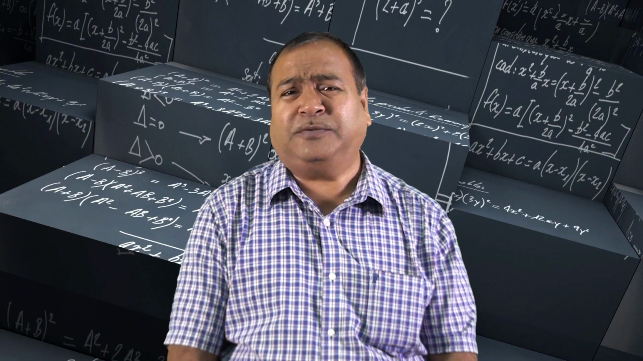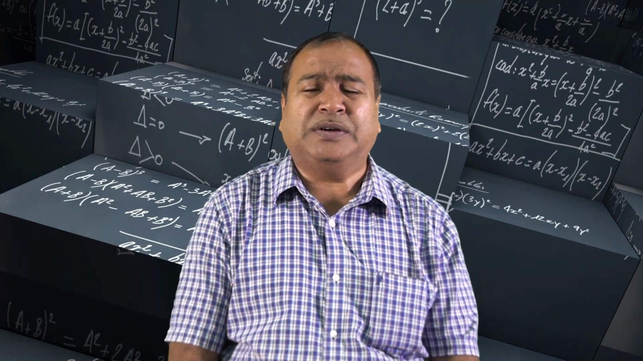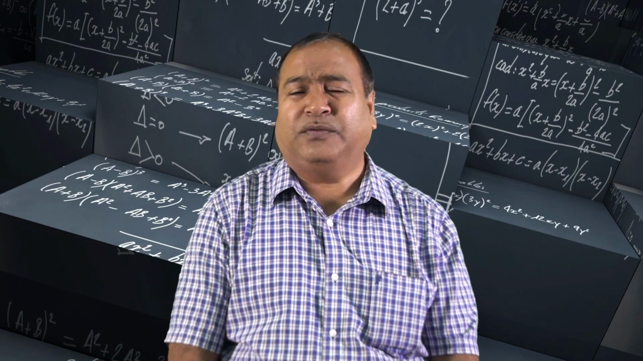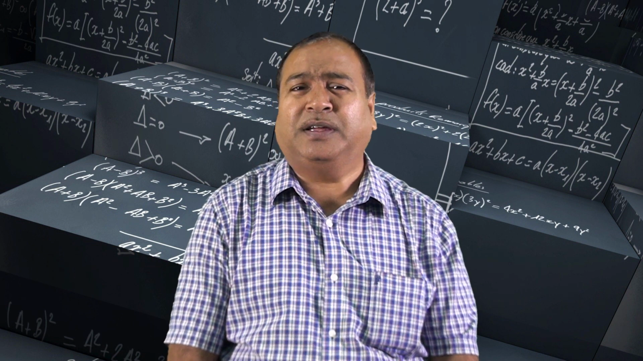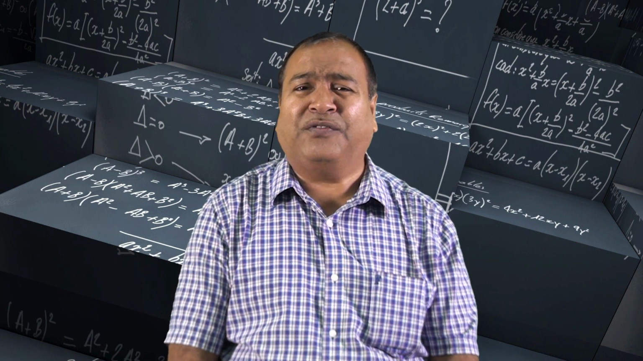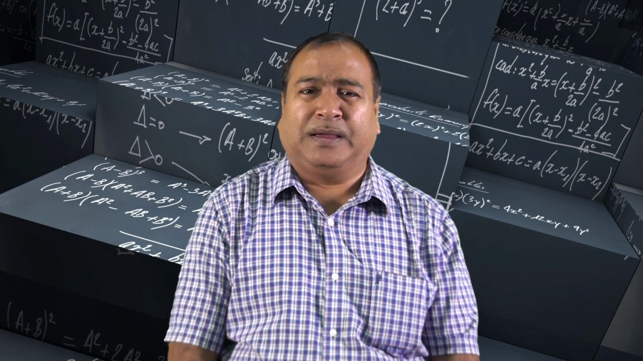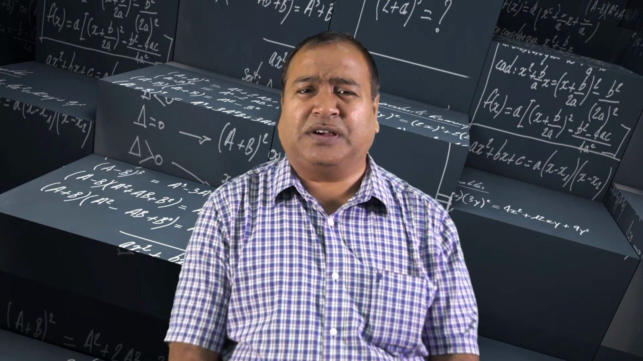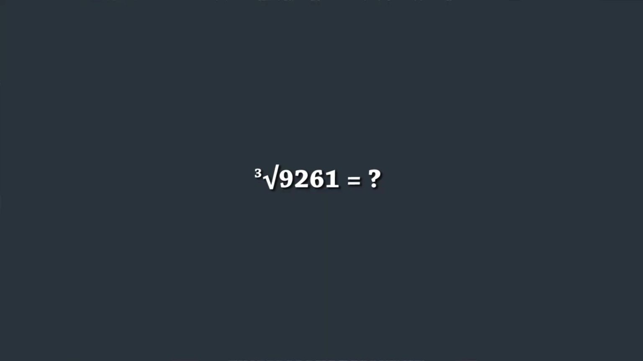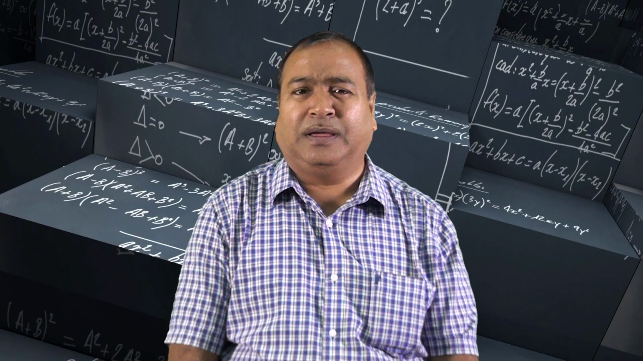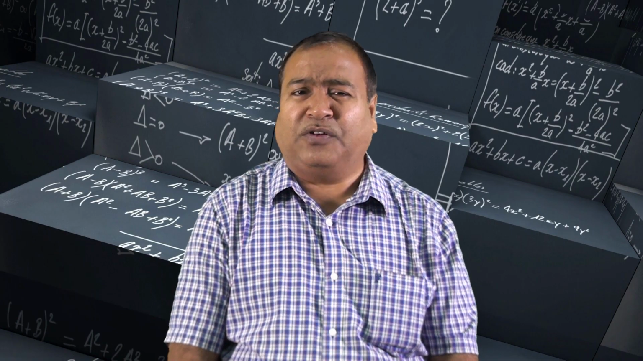Okay, with this background, let us observe one simple technique which helps us to find the cube root of higher digit numbers very easily. Let us take an example. Example 1. What is the cube root of 9261? Then observe the following steps.